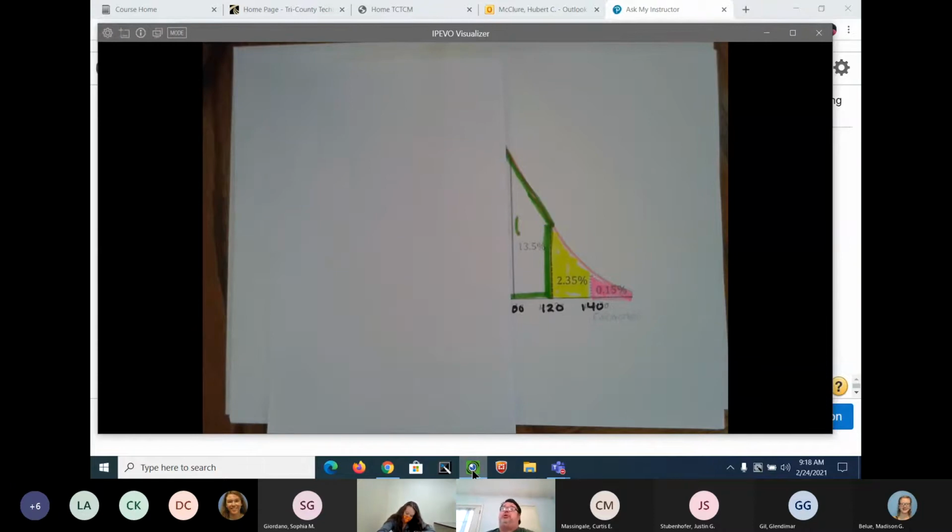And then I had one student that said, what are you adding up? Are you adding up the 100, the 120, and 140? I said, no, I'm adding up the only numbers on the graph: the 13.5, the 2.35, and the 0.15.